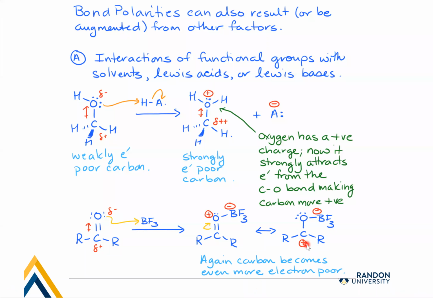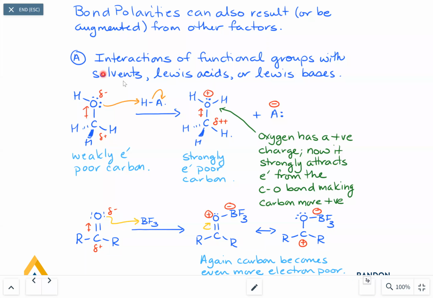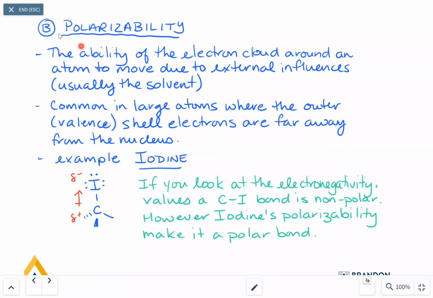So it's harder to draw certain interactions with solvents, but the same thing can happen. And the next example is what we would call polarizability. And this takes place mainly through interactions with solvents.